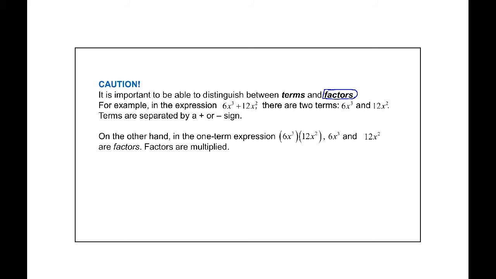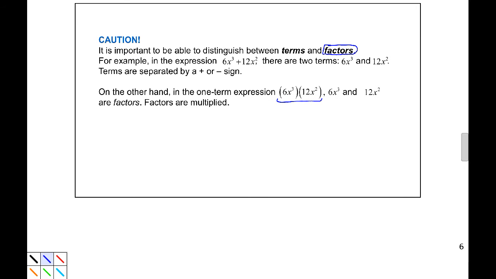On the other hand, in the one-term expression, you notice this is all one term, nothing added there, 6x cubed multiplied by 12x squared, 6x cubed and 12x squared are factors. Factors are multiplied. We use those terms appropriately in context.